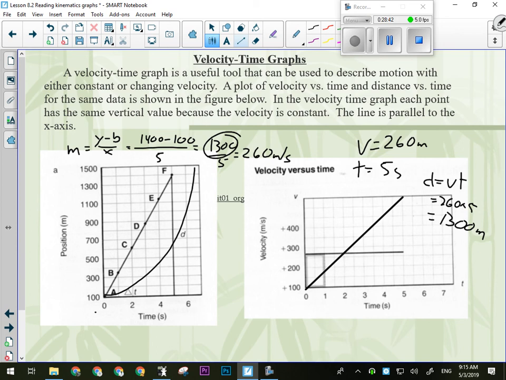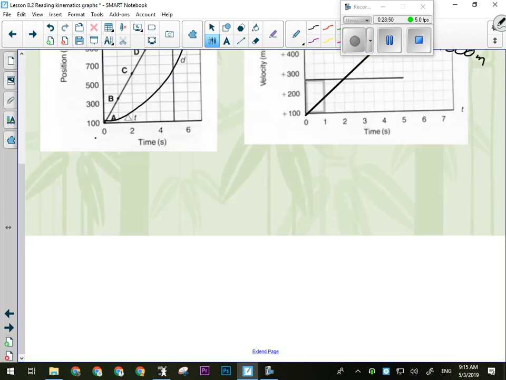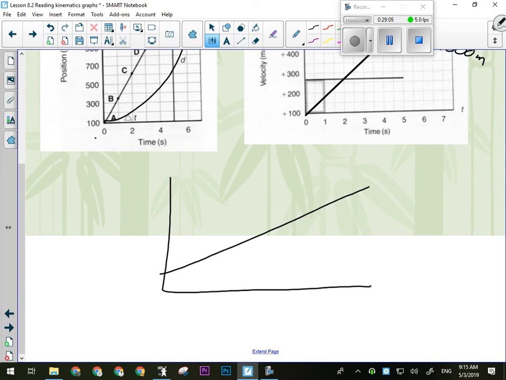But there's something on this graph that I can calculate that I can't calculate with a position time graph. Acceleration. Okay? I can actually calculate how fast is the object going faster. That's what acceleration is, okay? Your rate of change of velocity. So if I have a velocity versus time graph that looks like this, it's showing meters per second here and seconds here.